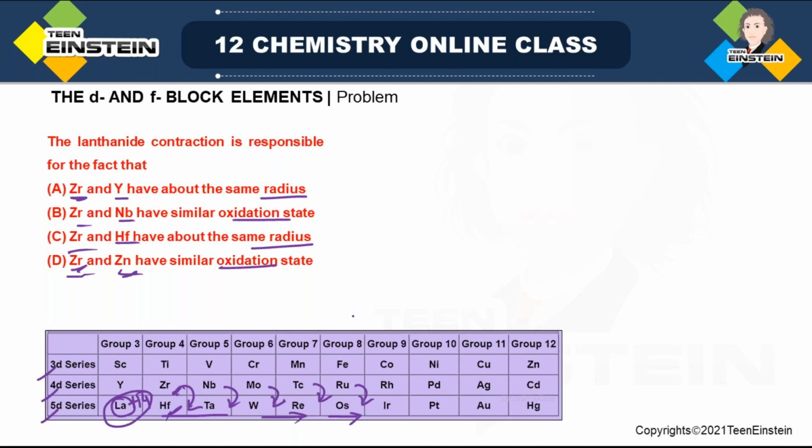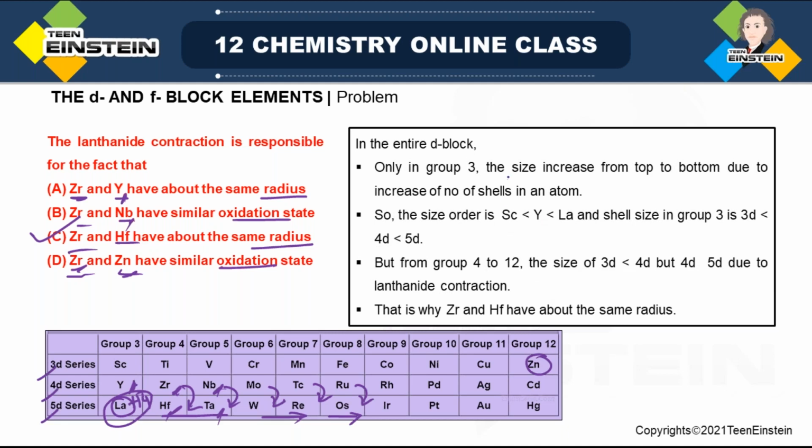But Zr and Zn, it has nothing to do with Zn. There is no effect of lanthanide contraction. Then Y? Y is here, so it is not related to Zr. And Nb is also not related, because Nb and tantalum will have similar radius. So this is also not correct. Zr and Hf is the answer.